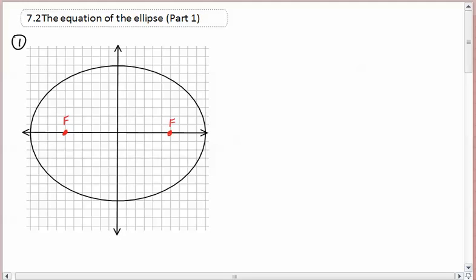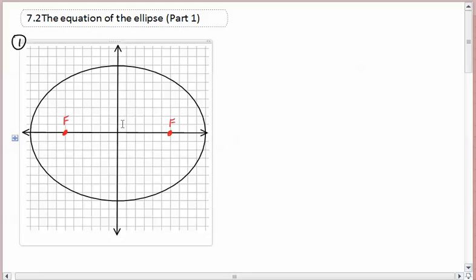Ellipses, and specifically the equation of an ellipse. We're going to focus in part 1 here on ellipses that are horizontally oriented, meaning the long way is with the x-axis. So let's just start by really identifying some parts of the ellipse.